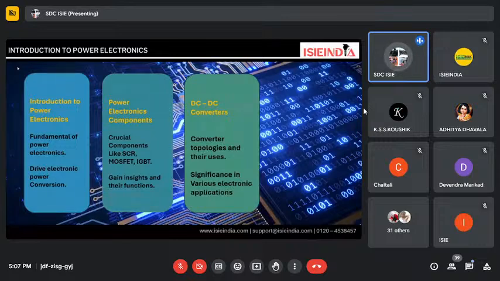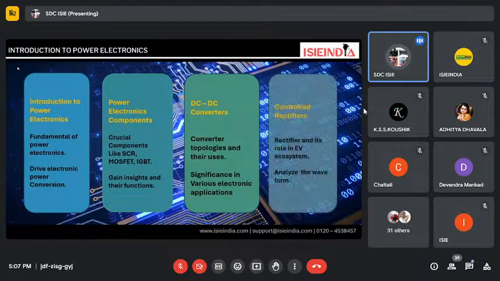And when we are talking about DC, we all know that in DC we have a constant and stable voltage. So we can't use transformers to step up or step down the voltage. We will see all those types of things. Along with that, we are going to cover the controlled rectifier.